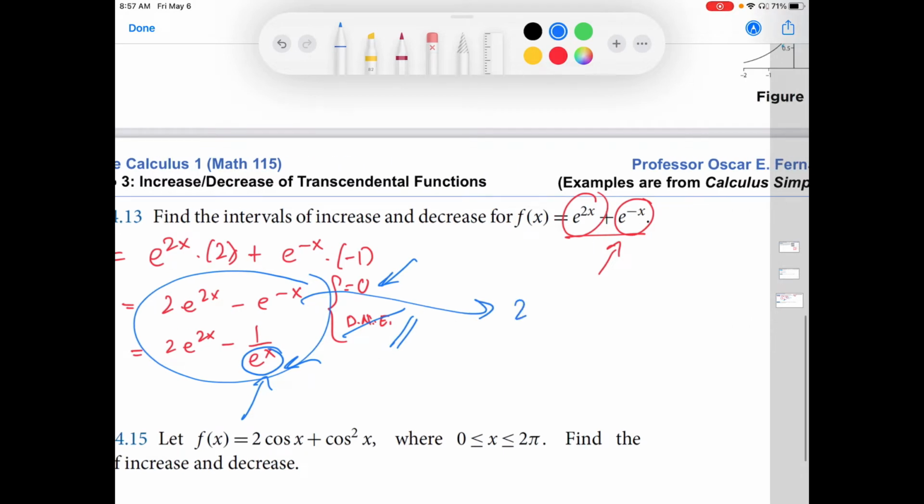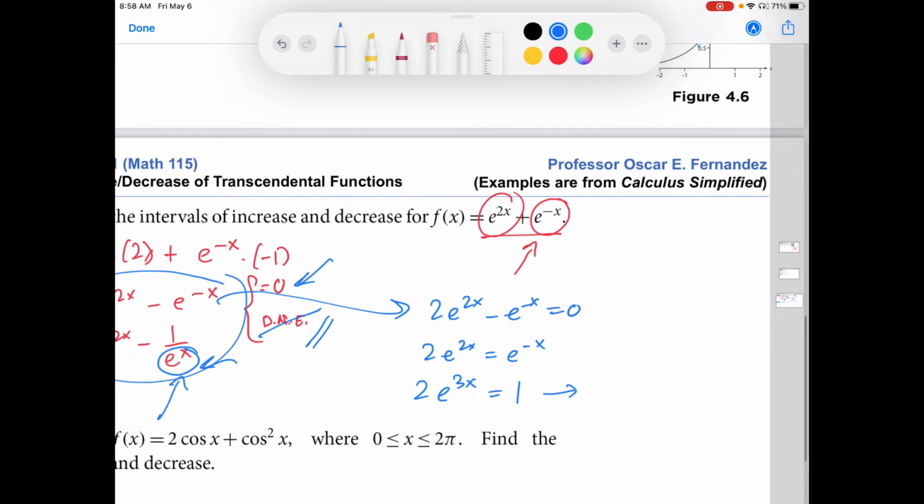So I'm going to set this equal to 0 and then solve for x. I can move over the e to the minus x, and at this point I can multiply everything by e to the x. That's going to give me an e to the 3x here, and then e to the minus x times e to the x is e to the 0, which is 1. And then here I can divide by 2, and I now need to solve for x.